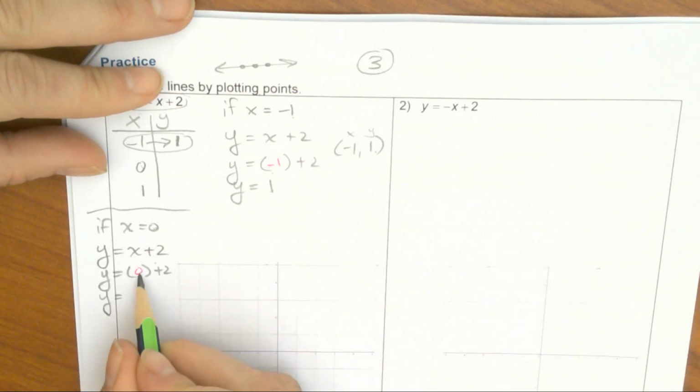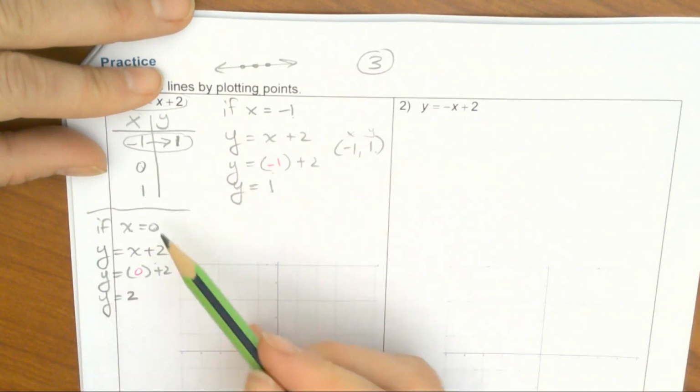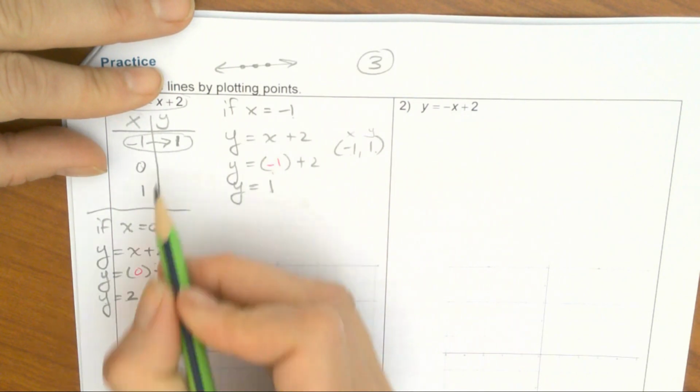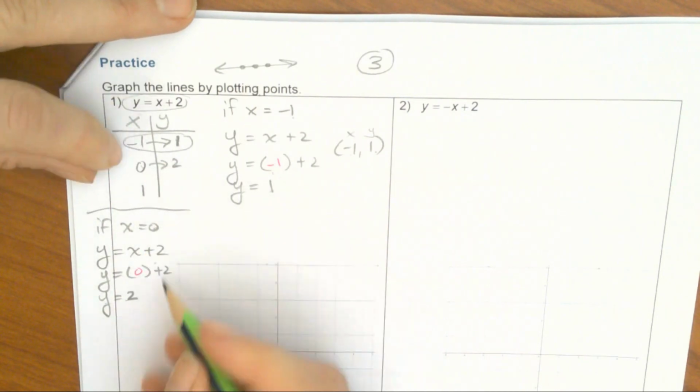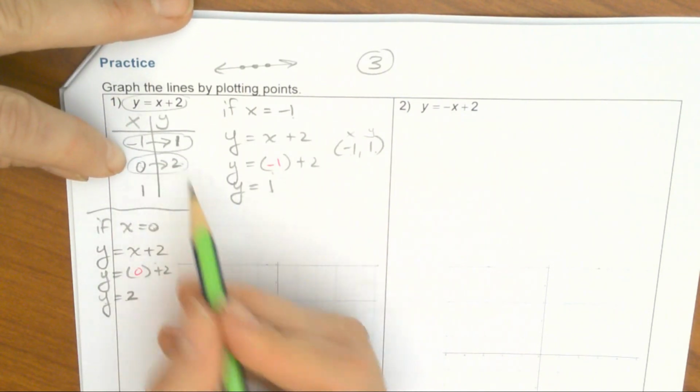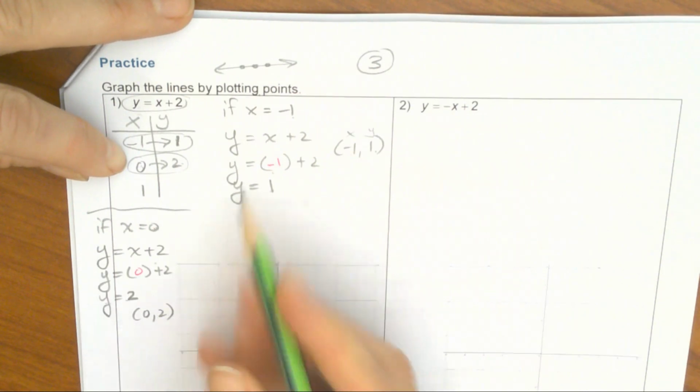So now 0 plus 2 is 2. So if x is 0, then y is 2. So our next point is 0, 2. Okay, that's our next point.